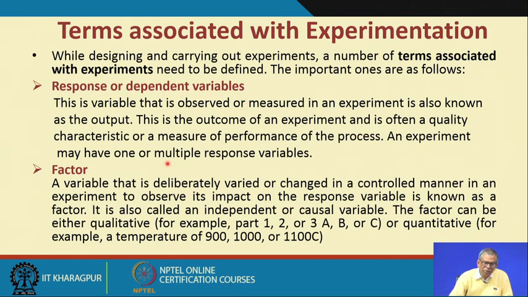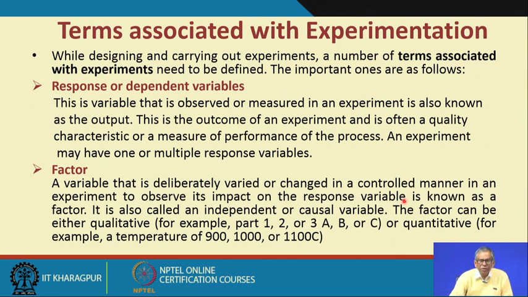These output related quality characteristics are also referred to as the response or the dependent variables. In the majority of cases you will be dealing with not only one response variable, but multiple response variables. What is a factor? A variable that is deliberately varied or changed in a controllable manner in an experiment to observe its impact on the response variable. That means it is basically the input variables.